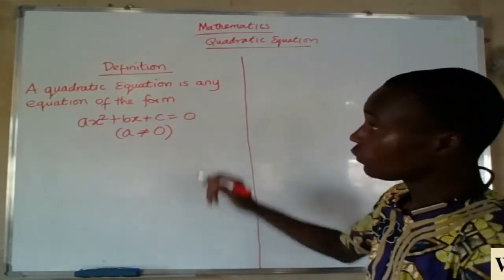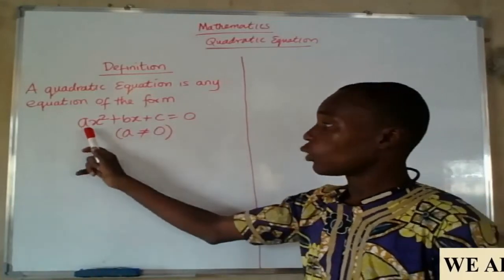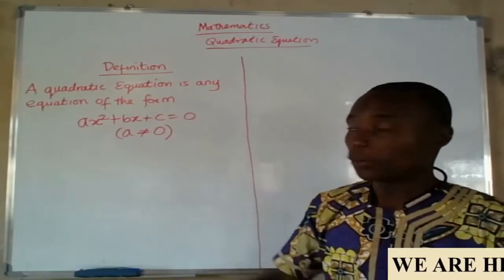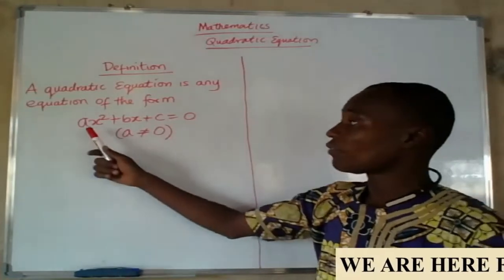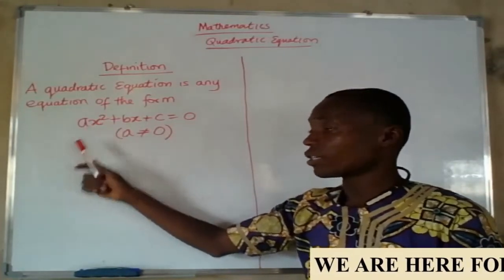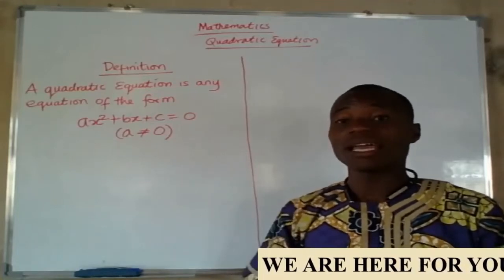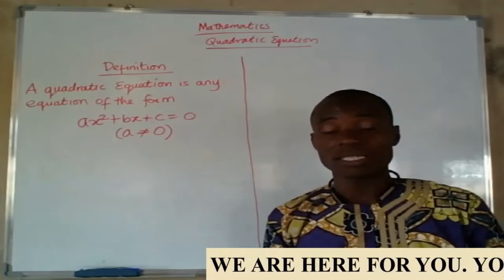The condition for which this will remain a quadratic equation is that the coefficient of the x squared must never be 0. b and c can take on a value of 0, but the coefficient of the x squared term must never be 0. In that particular case, it means there are a lot of possibilities that can come up as quadratic equations.